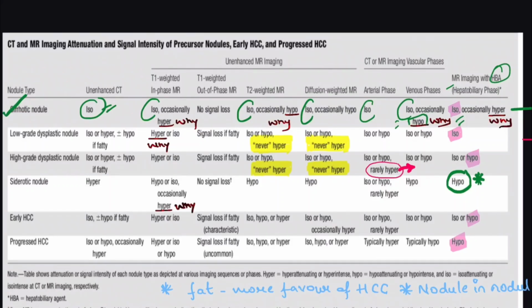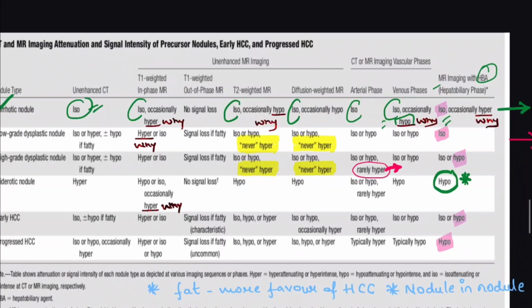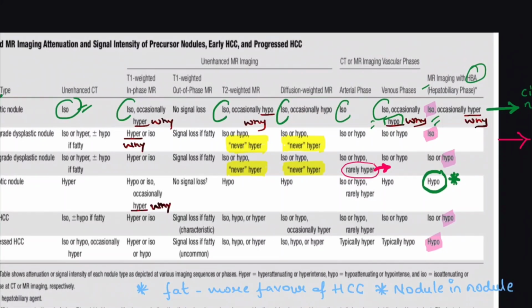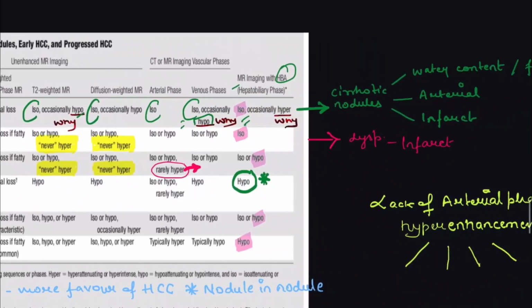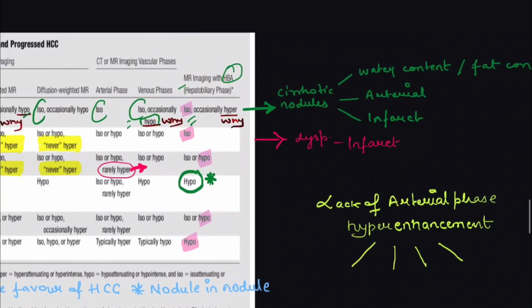But remember they can be hyper also. So just remember the usual findings, okay? There can be exceptions always. On T1 weighted images, they can be hyper also, for reasons unknown. They can be T2 hypo also, for unknown reasons. They are usually ISO on hepatobiliary phases because of the hepatocytes, but they can be hyper also. Why hyper?